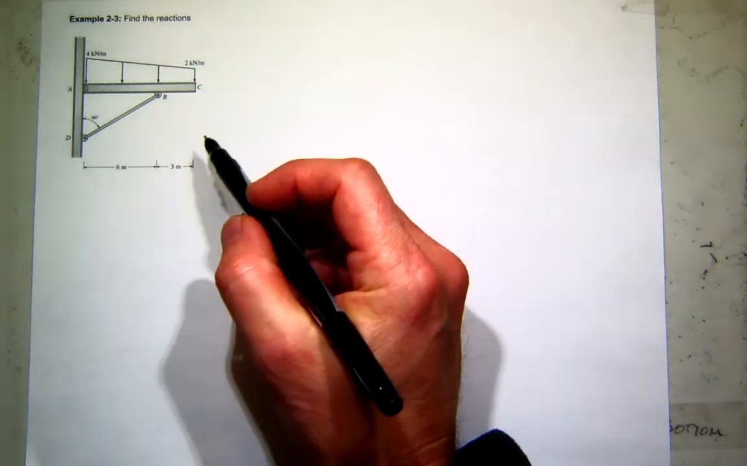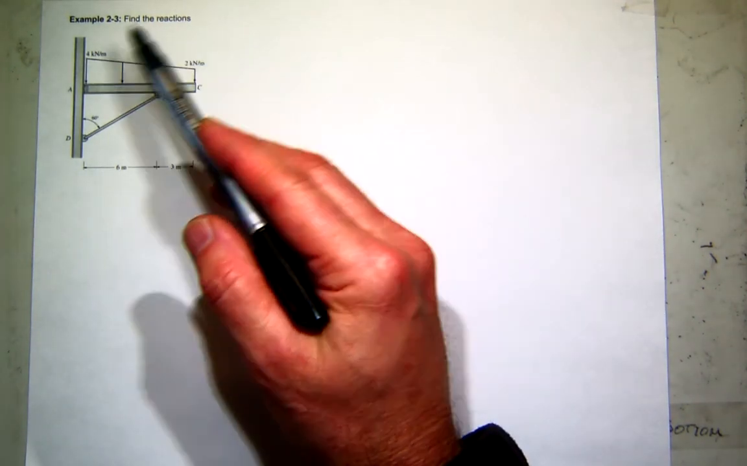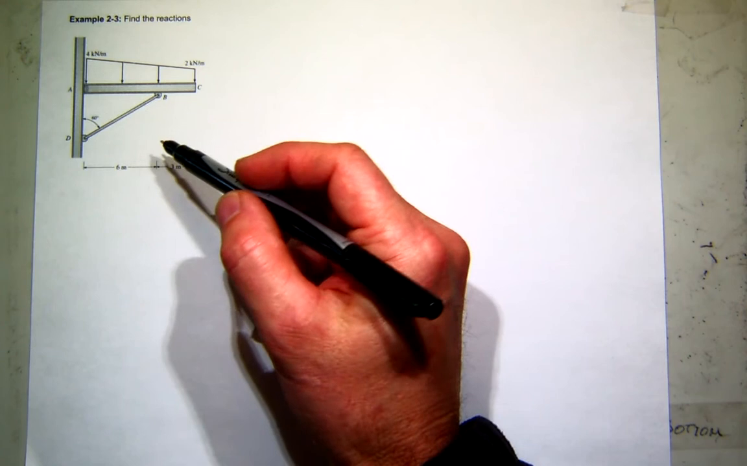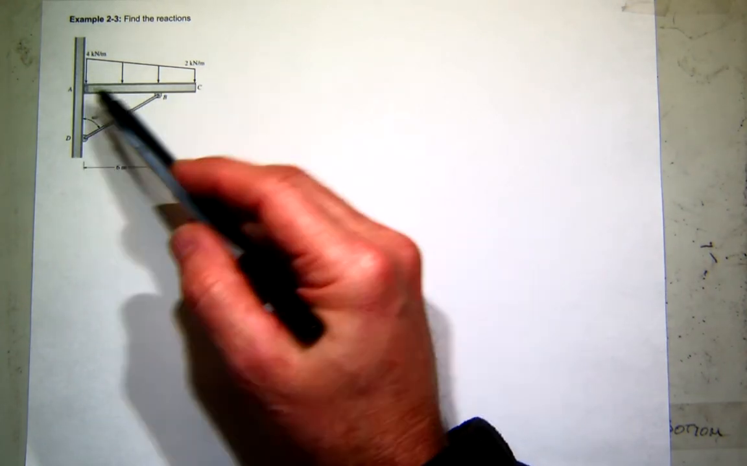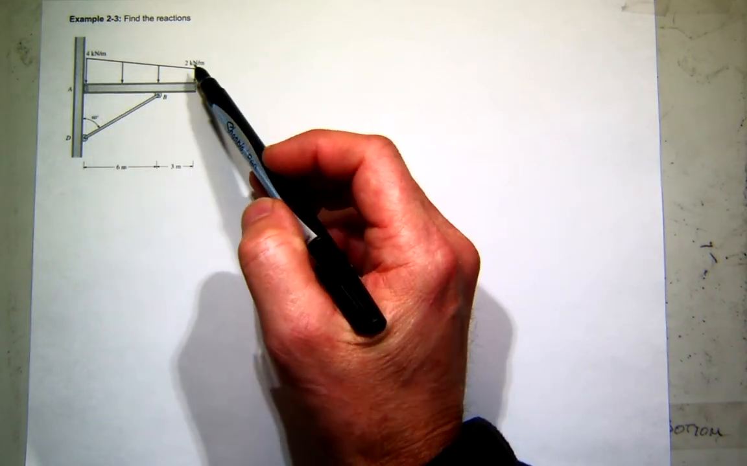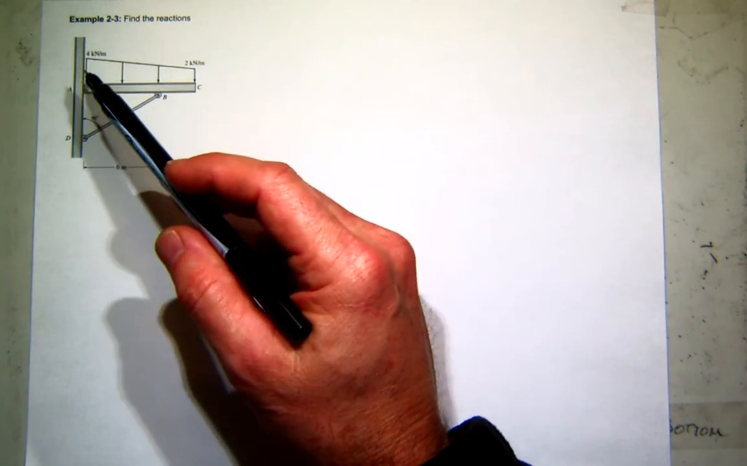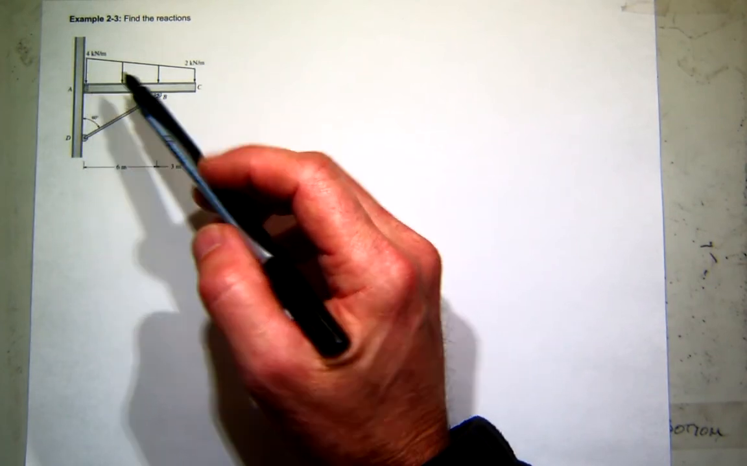All right, so here's another problem we're going to work on. We want to find the reactions again for this. Now, a couple of things are a little bit different here. You'll notice first that the distributed load is different than we've looked at before. It's what we'll call a trapezoidal load, and I'll talk to you about how I like to handle those.